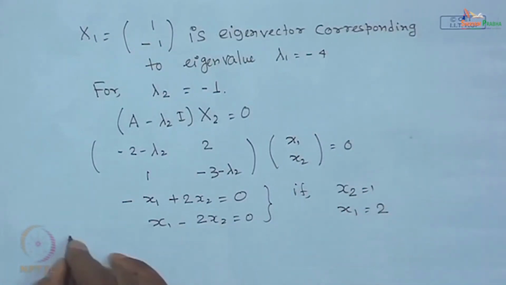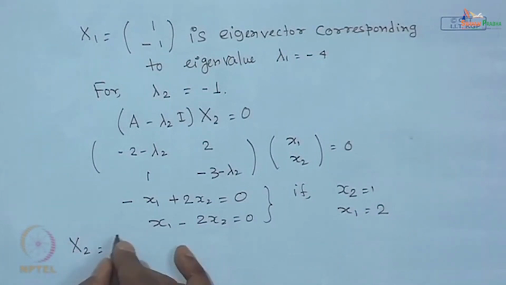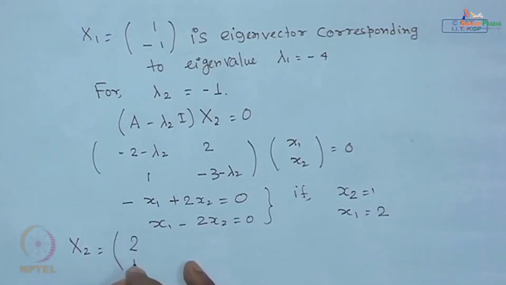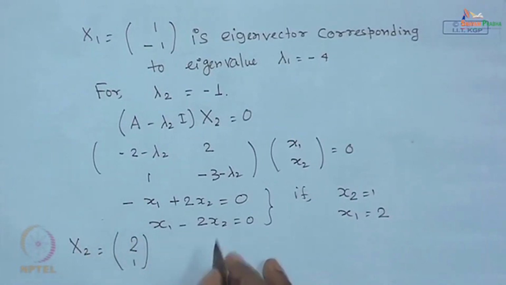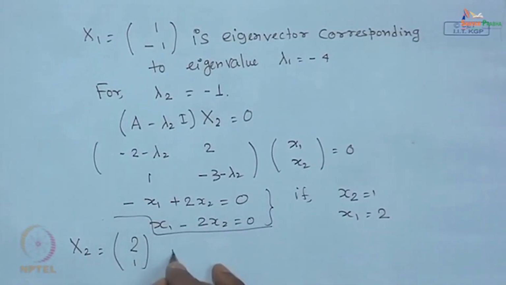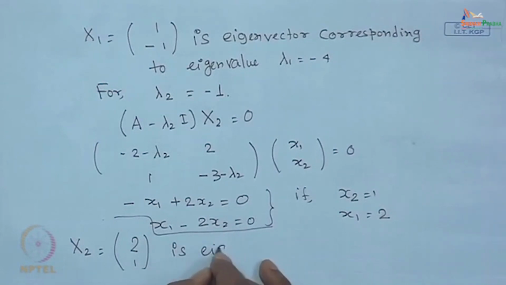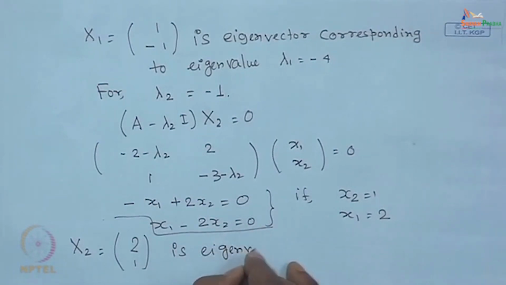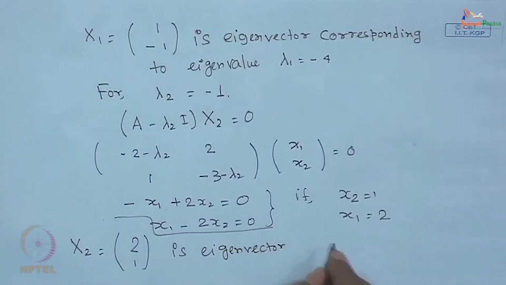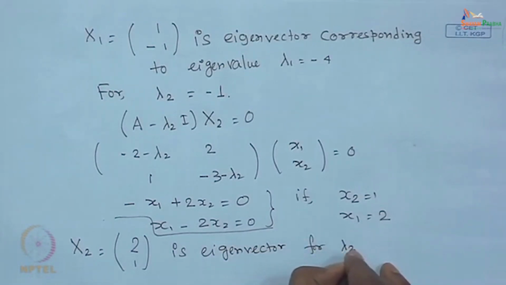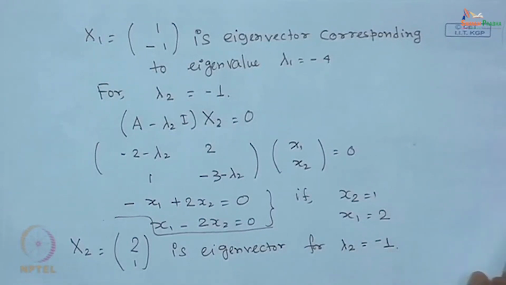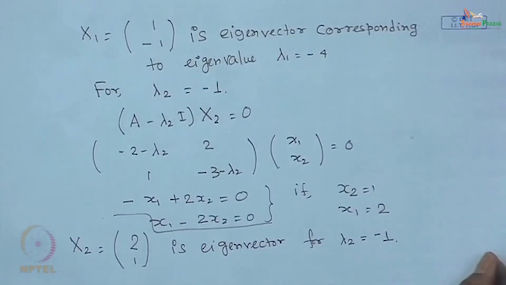Therefore, 2, 1 is the eigenvector corresponding to lambda 2 equal to minus 1. For the eigenvalue minus 1, the corresponding eigenvector is 2, 1. So, we have found out the eigenvalues and eigenvectors of A.